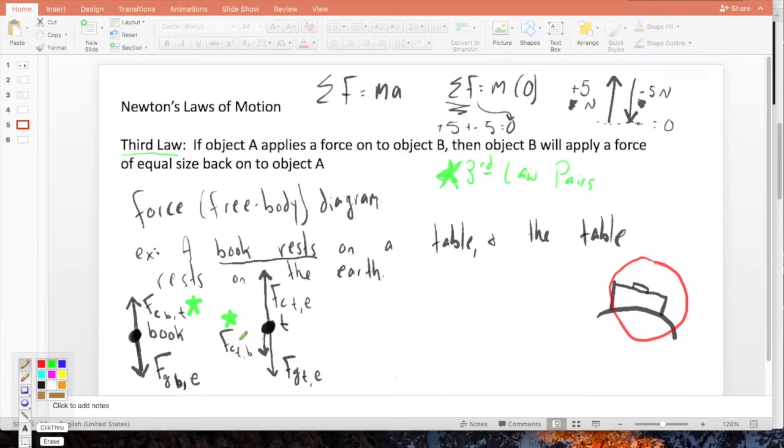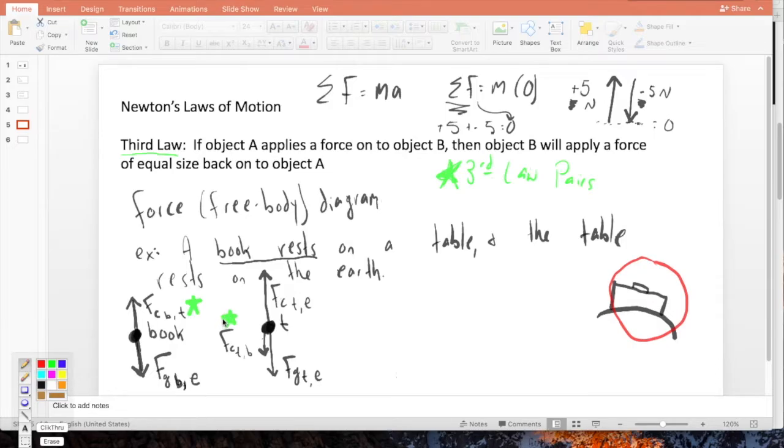Let's talk about why these are a third law pair. Remember, Newton's third law says that if an object exerts a force on another object, that object will exert an equal force back. So think about it. We said that the book was being pushed up by the table. So the book is feeling a pushing force by the table up. So what does the book do in return? By Newton's third law, the book must push the table down. That has got to be the case. This is a third law pair.